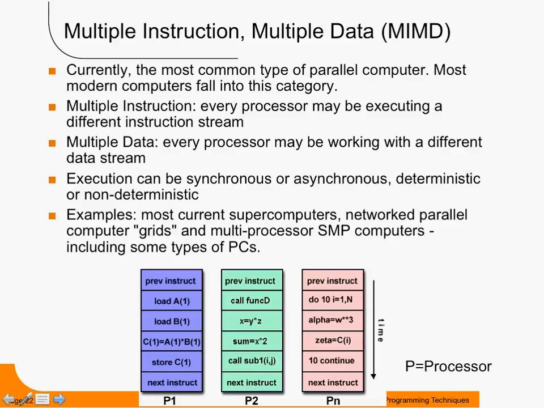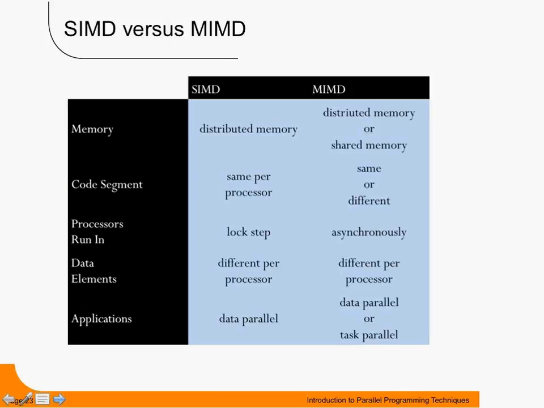Like one processor operates on A and B, another processor operates on data set B, Y, Z, X, and so on. Another processor operates on 1 to N, W, C, and so on. So multiple instructions, multiple data. Okay. SIMD and MIMD, those are the most widely used in parallel computing.